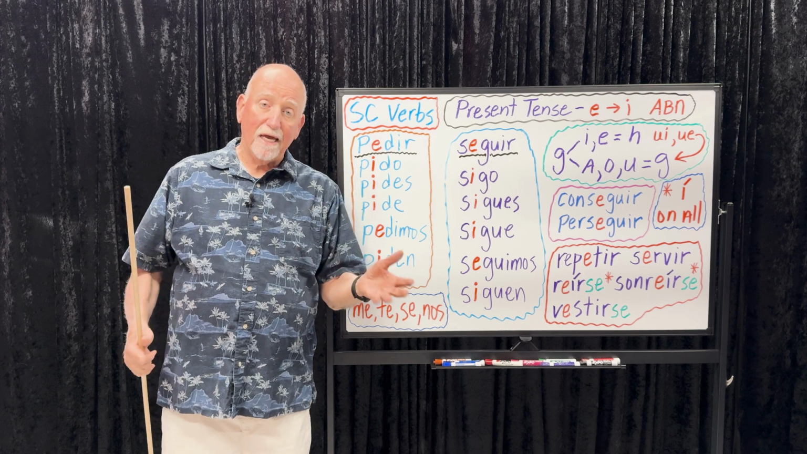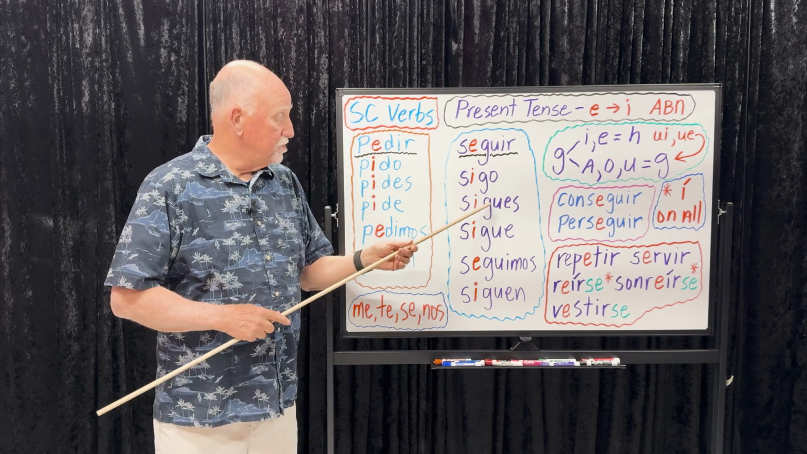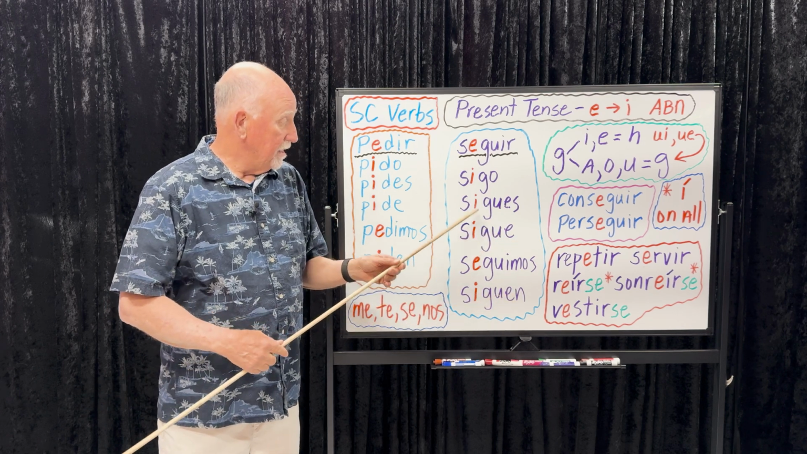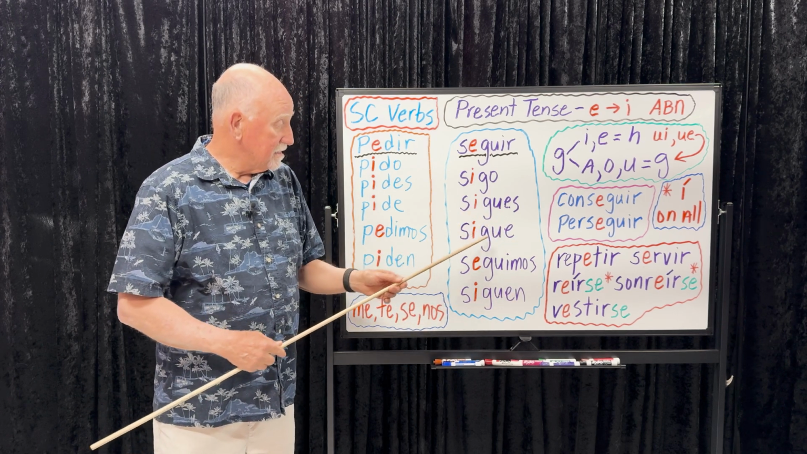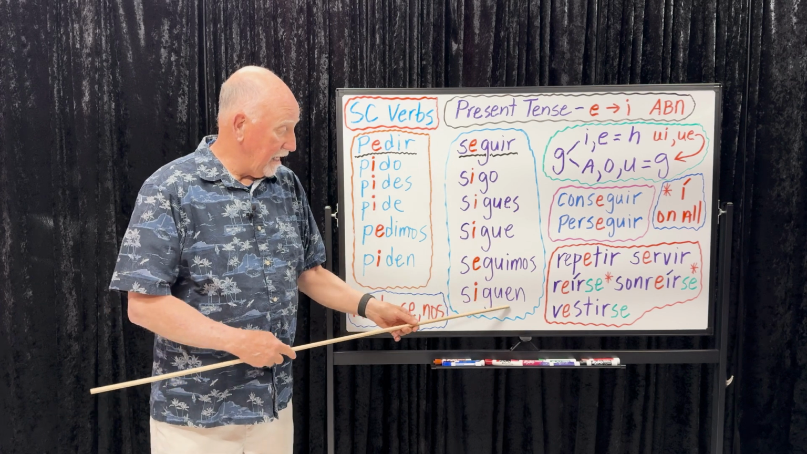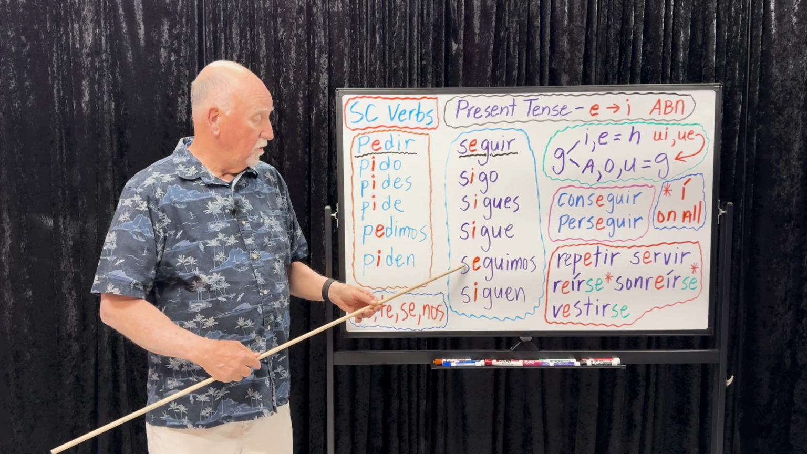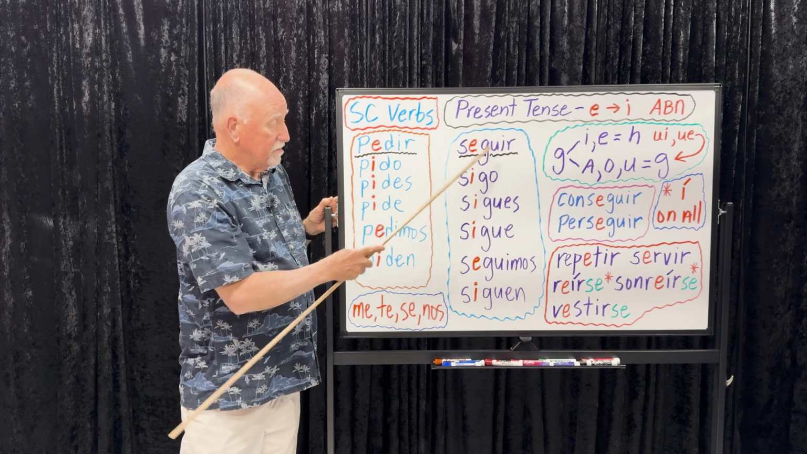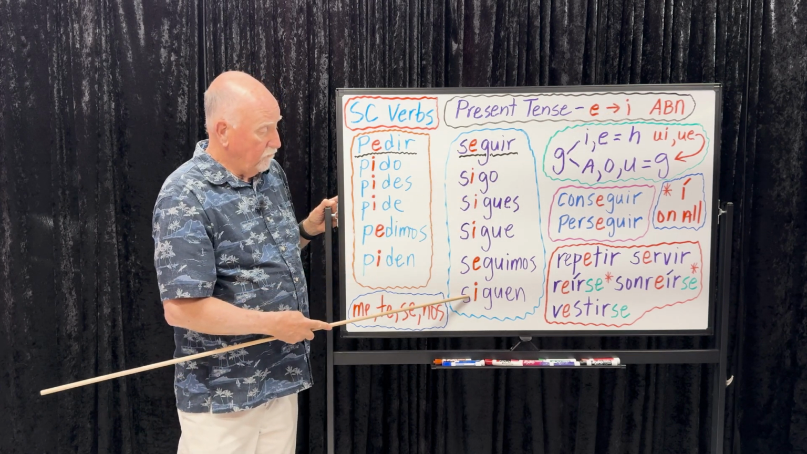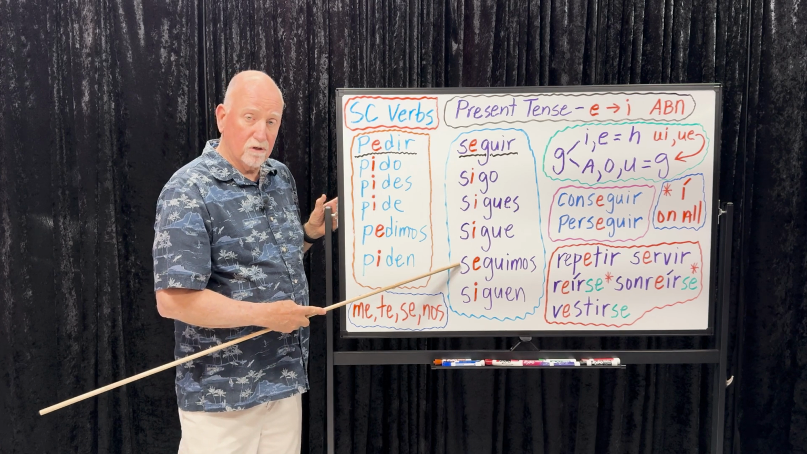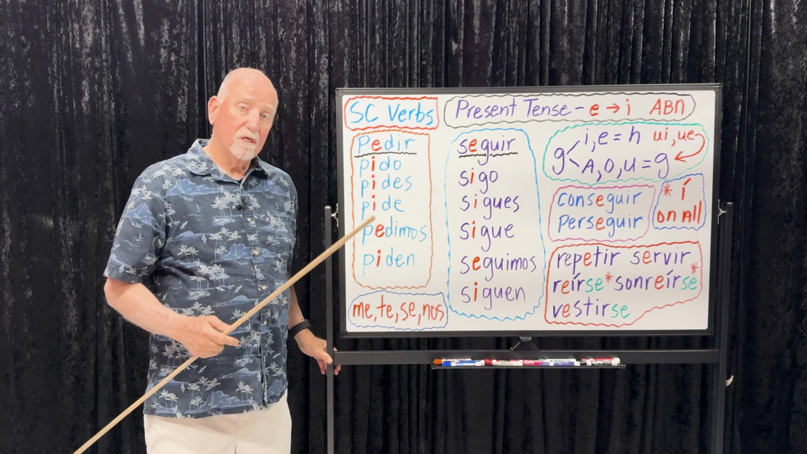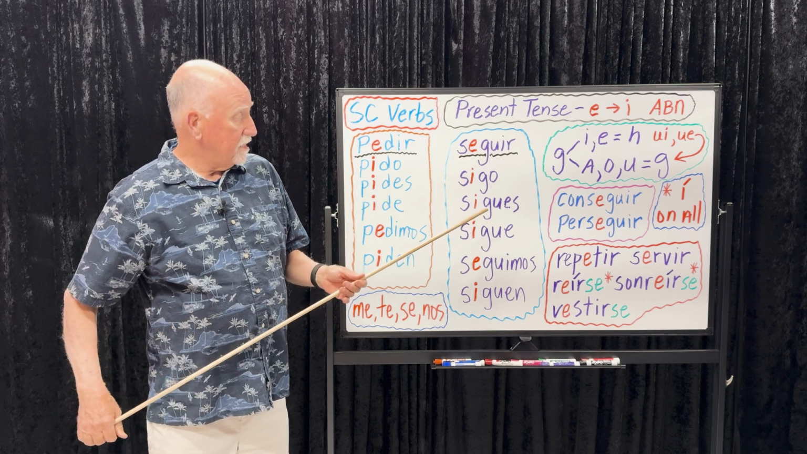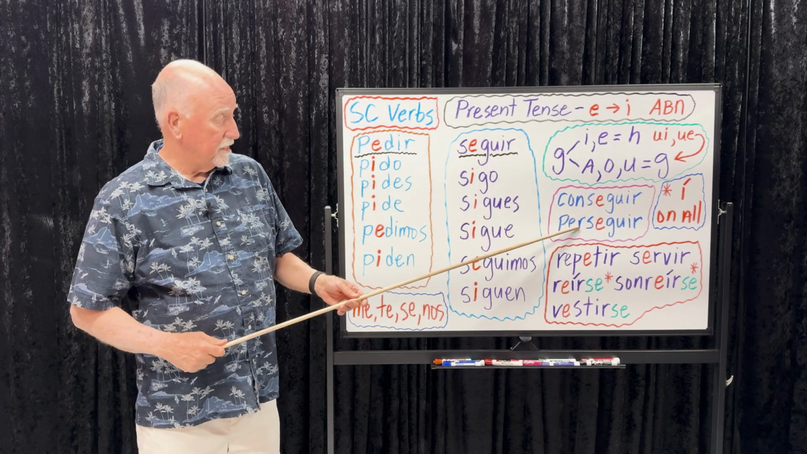How do you spell gay in Spanish? G-U-E, G-U-E, G-U-E. Sigues, sigue, siguen. And this one here we know, again, the E changes to I. We see the I here in all forms except the nosotros. In the nosotros, we follow, seguimos. It doesn't change. Okay? Now let's take a look at conseguir and perseguir.